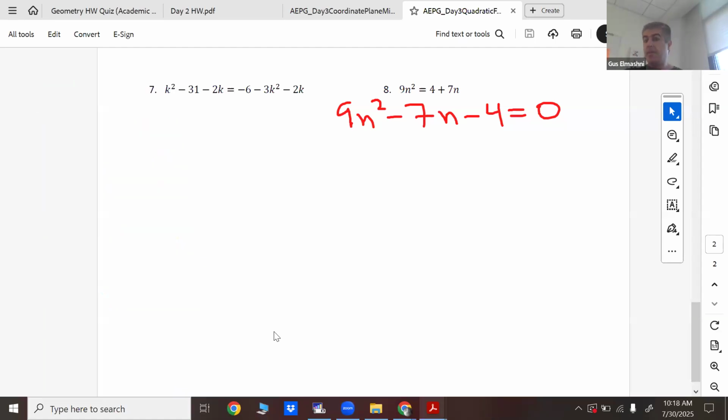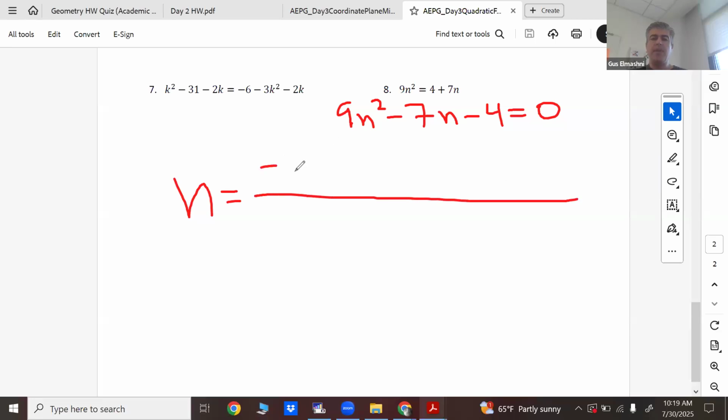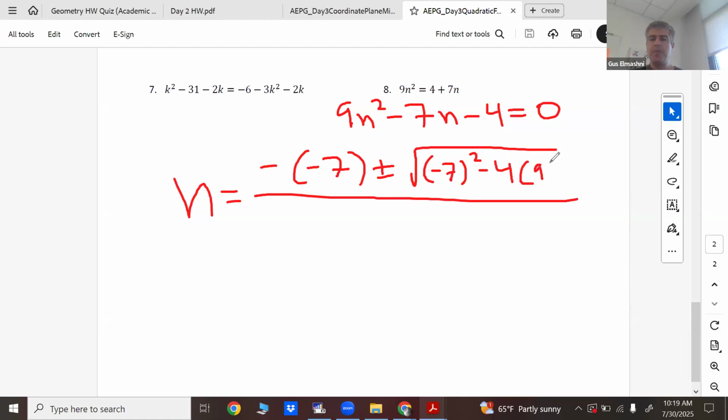Let's not do it. So let's do our quad form. X equals, or n equals, whatever, doesn't really matter. We'll say n equals. So negative of -7. And you're going to get a lot of repetition because we're going to do 6 more problems after this. -7 squared minus 4ac. It's going to get a little weird here. All over 2a.